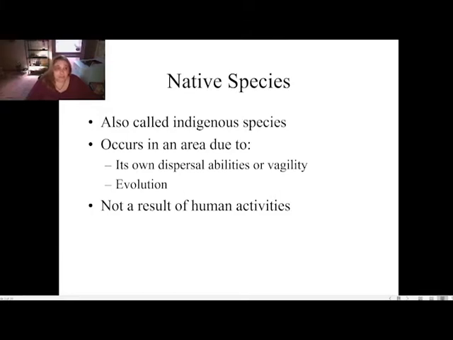An example of that would be cattle egrets. Up until the early 1900s, they weren't found in North America or anywhere in the New World. But they appear to have dispersed on their own to South America from Africa, and then they dispersed north to North America. Because they arrived here on their own, they're considered a native species.